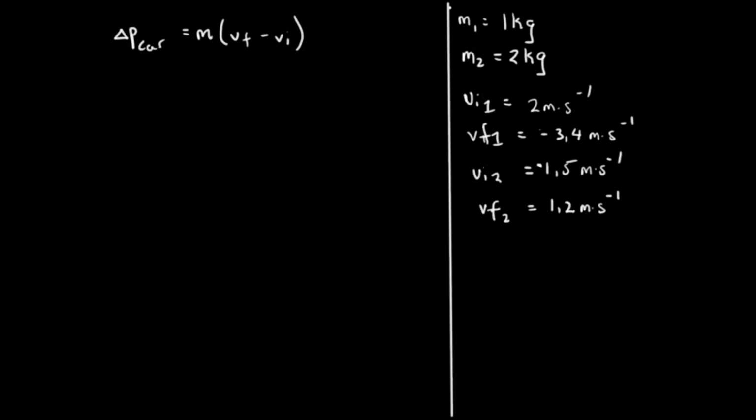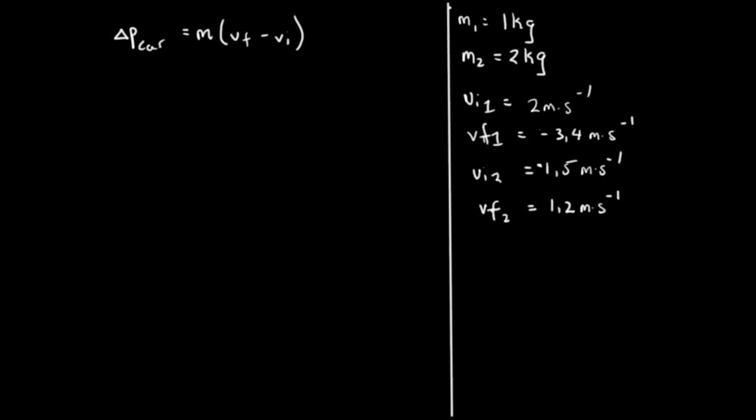Notice that I'm taking east as positive. So initially, the car was moving eastward at 2 meters per second, then rebounded, or bounced back, in the opposite direction, westward. Hence, I've denoted its final velocity as negative 3,4 meters per second. Hope we can all see that. The train was moving westward at 1,5 meters per second, but because east is positive, I'm denoting it as negative 1,5 meters per second. Then the train also rebounds in the easterly direction, and hence its final velocity is 1,2 meters per second.